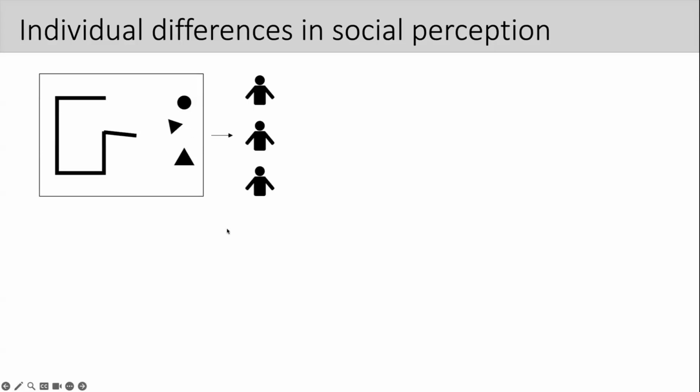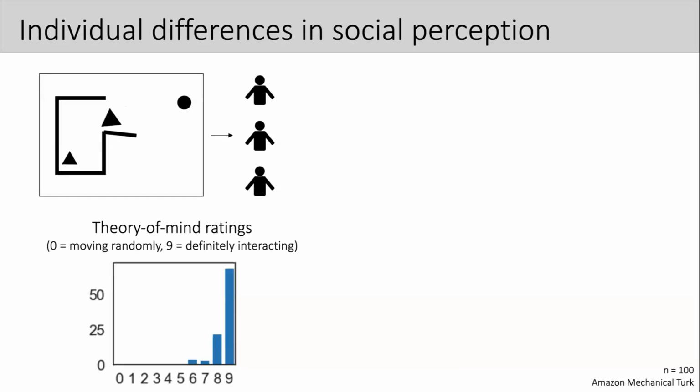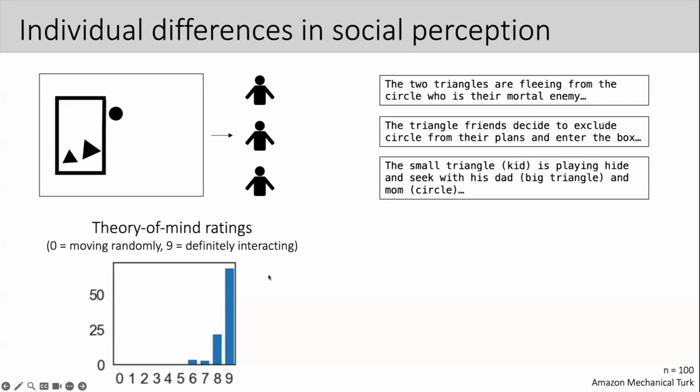Just a little data to convince you of this more scientifically. This was a pilot experiment we ran several years ago now, where we showed one of these more modern animations to a bunch of people online. If you ask people to rate the extent to which they think the shapes are interacting versus moving randomly, people are basically at ceiling. So pretty much everyone agrees that there's some kind of interaction going on. But if you ask people to tell a story about what's happening, you get really different responses. Here are some sample responses.